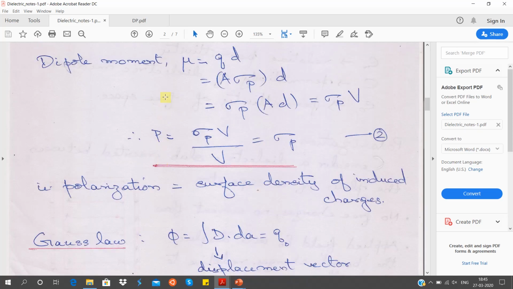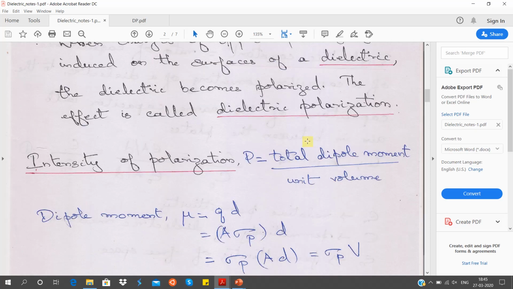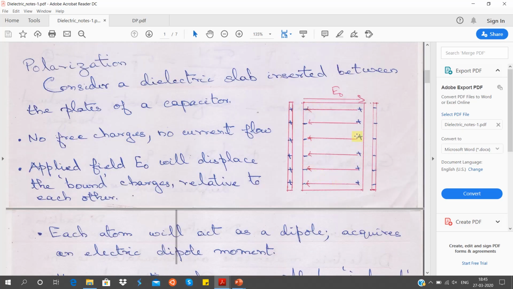So what happens to our expression here? We had dipole moment as sigma p into V. Now if I find polarization, that means dipole moment divided by volume, sigma p into volume divided by volume, the volume and volume get cancelled, so it becomes sigma p. That means polarization becomes equal to the surface charge density. Now this surface charge density represents the bound charges. So sigma p is nothing but the surface charge density of the bound charges.